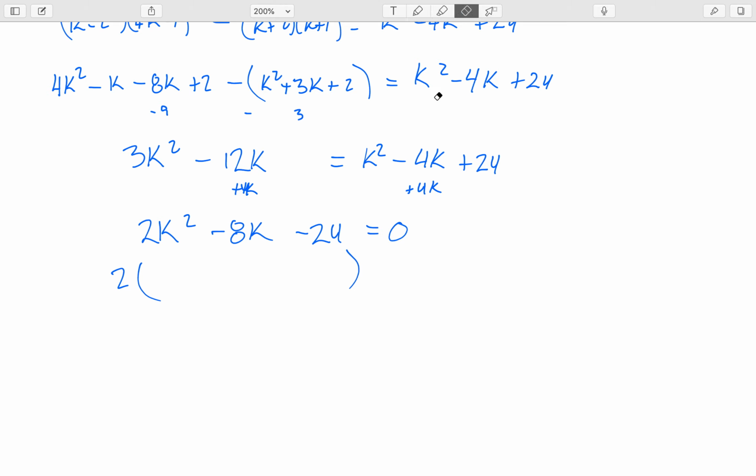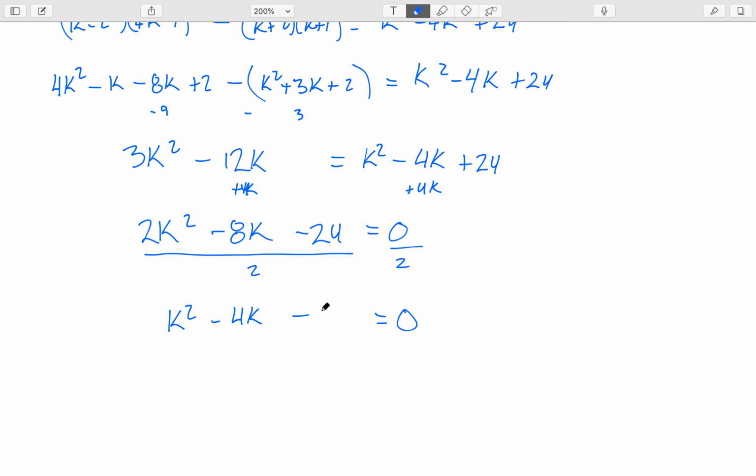No. You don't need to do that. Remember, this is an equation. I can divide both sides by 2 because 0 divided by 2 is still 0. Oh yeah, so the 2 in this case kind of disappears. Yes, you could factor it out, but it's easier to just divide by 2. Okay, what do we got? k squared minus 4k minus 12 is equal to 0.